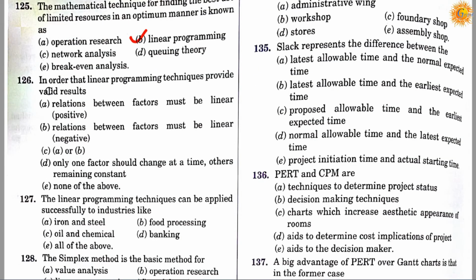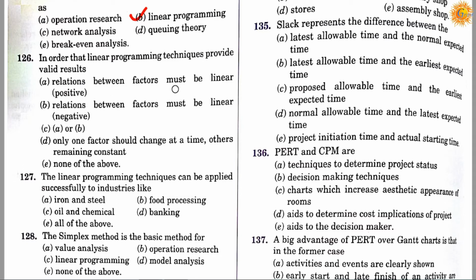Question number 126. In order that linear programming techniques provide valid results: option A is relations between factors must be linear (positive), option B is relations between factors must be linear (negative), option C is A or B, option D is only one factor should change at a time, others remaining constant, and option E is none of the above. So the answer is C. It means in order that linear programming techniques provide valid results, relations between factors must be linear positive or linear negative.